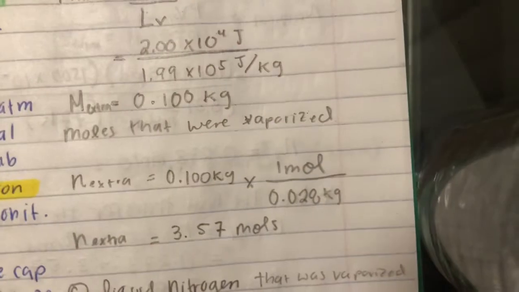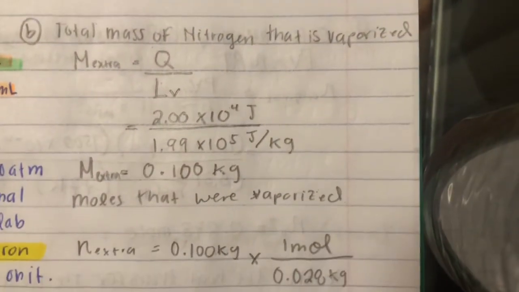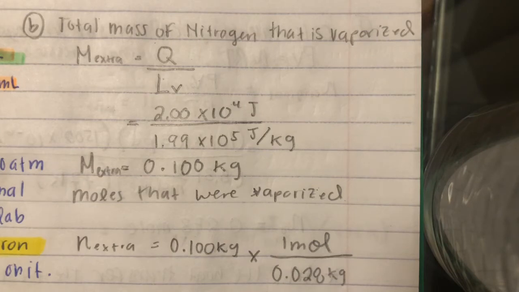And then we have to find the total mass of nitrogen that is vaporized. So this is just important. You have to keep in mind that the liquid nitrogen is still boiling, so you still have liquid that's transforming into a gas. So to calculate the pressure, you need the total volume of the gas and the total moles of the gas. And in order to do that, you have to find the amount that is vaporized.